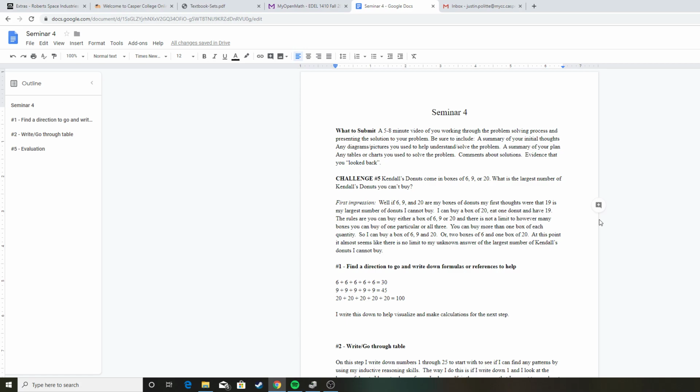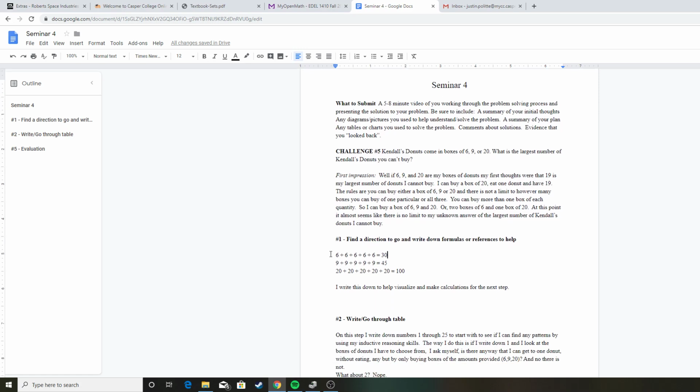The rules are that you can buy either a box of 6, 9, or 20, and there is not a limit to how many boxes you can buy of one particular size or all three. You can buy more than one box of each quantity, so I can buy a box of 6, 9, and 20, or two boxes of 6 and one box of 20. At this point, it almost seems like there is an unlimited, unknown answer for the largest number of Kendall's donuts I cannot buy.